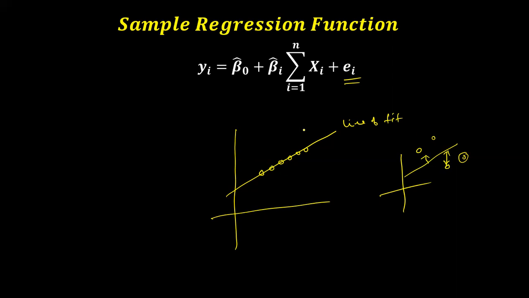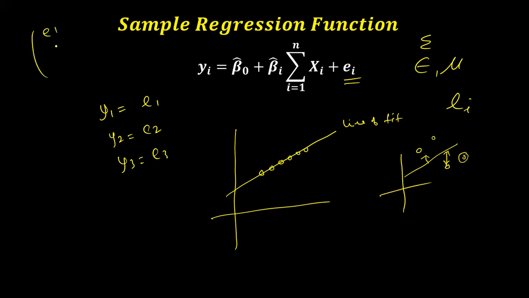We have many names for this. For the population, it is denoted by epsilon, and sometimes by mu. For the sample regression, it is denoted by E. So what is the meaning of Ei? For the first equation Y1, E1 will be calculated. For Y2, E2 will be calculated. For Y3, E3 will be calculated. If I write these as E1, E2, E3, I'll call this the error matrix or error vector.